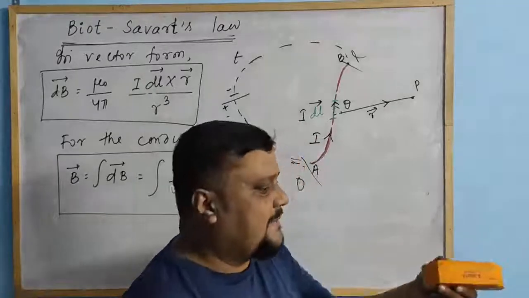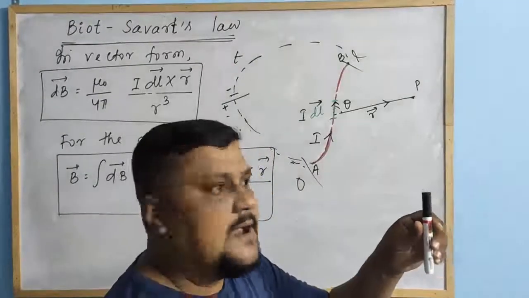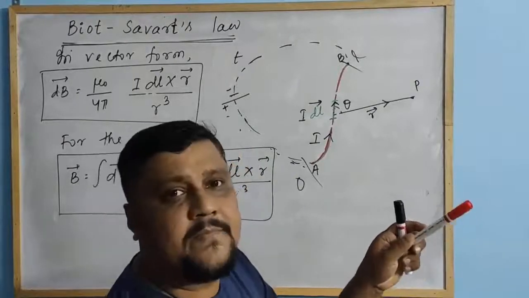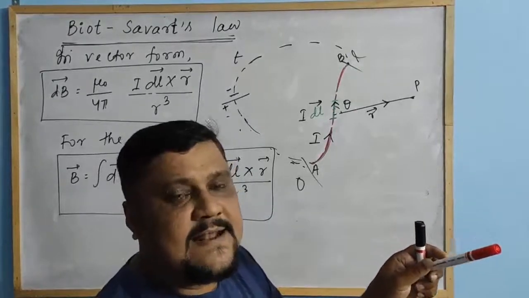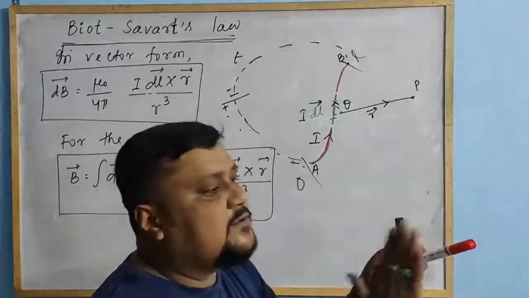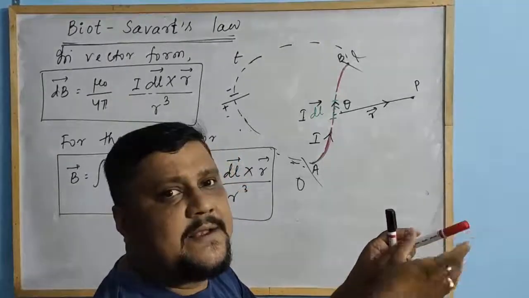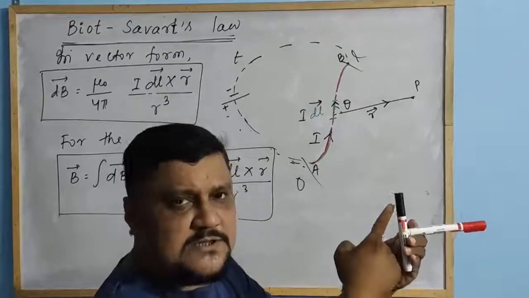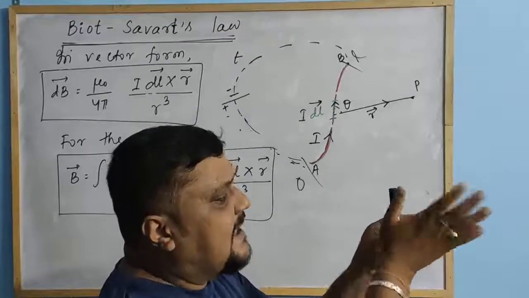So, if this is the current carrying conductor, and this is the point P, and I am drawing like this, this is the point P, this is the current carrying conductor, and this is your r. Then what is the direction of dB? The direction of dB is perpendicular to the plane containing I dl and the r vector. I dl means the small element, consider it along this direction, and this is r. So they are in this plane.